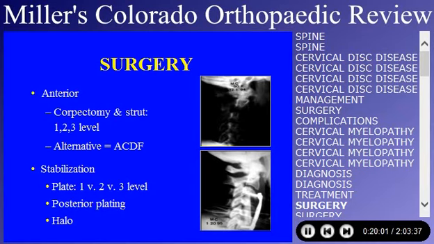The most common thing that the people who do this a lot like to do are corpectomies and strut grafting, and you can do that certainly for 1 or 2 levels. Some people will do it for 3 levels. An alternative, depending on the degree of compression and the degree of disability, is multi-level anterior cervical discectomy and fusion.